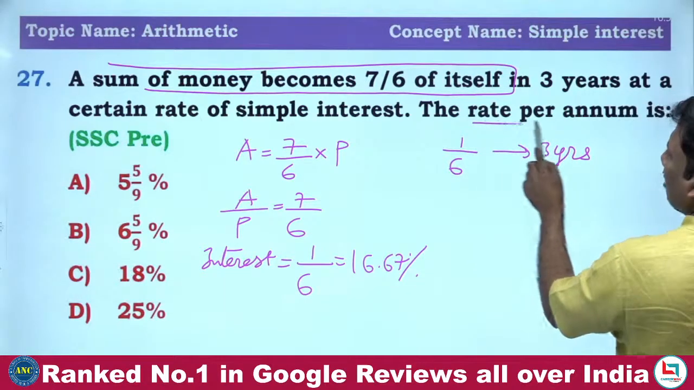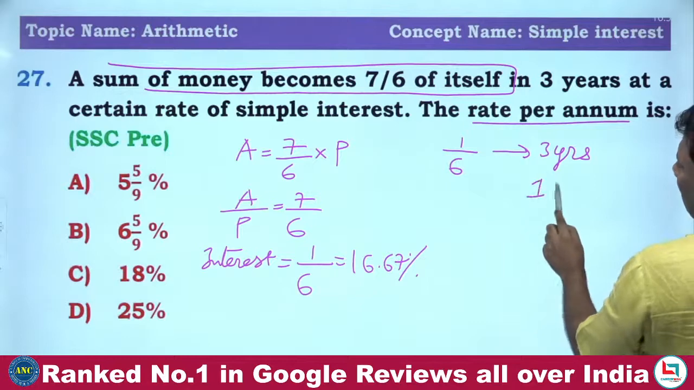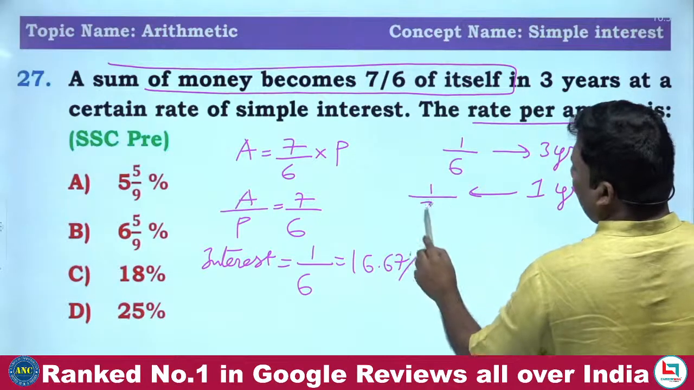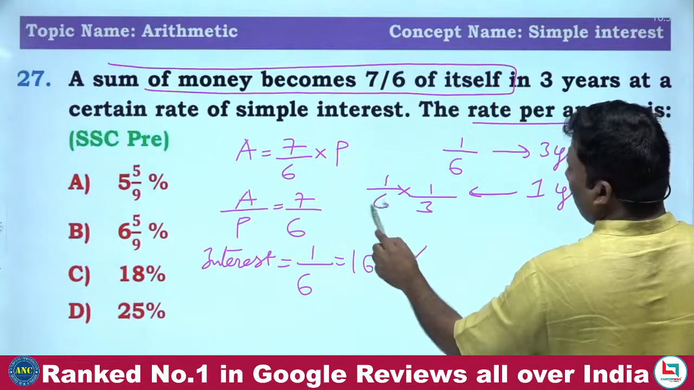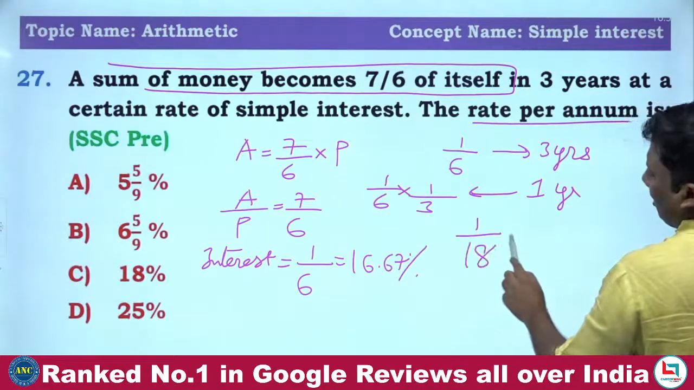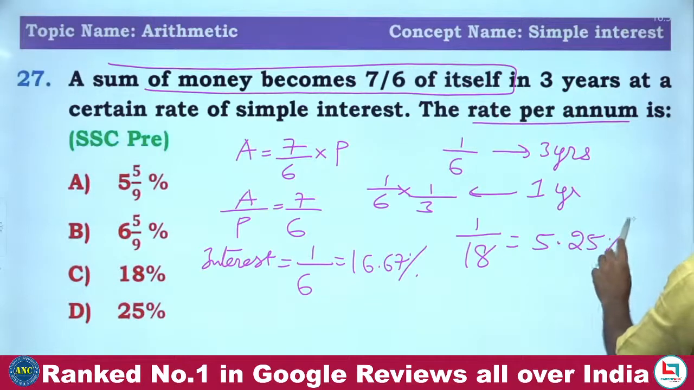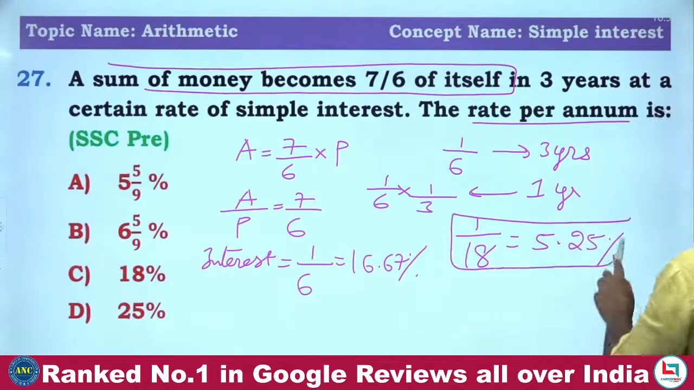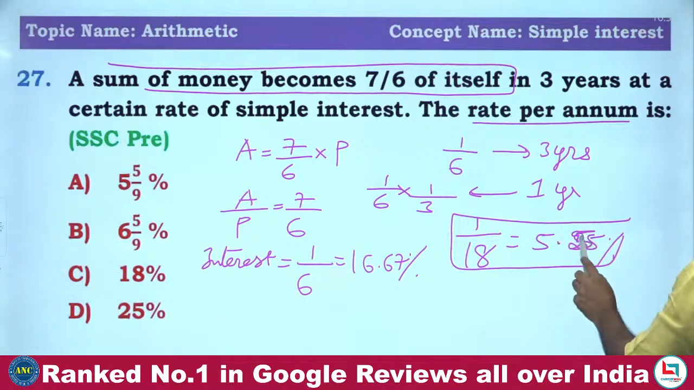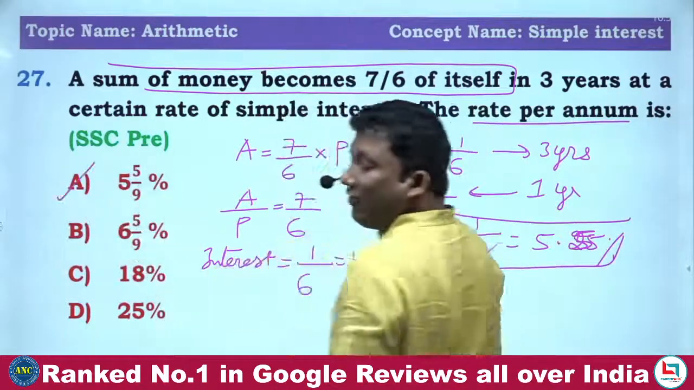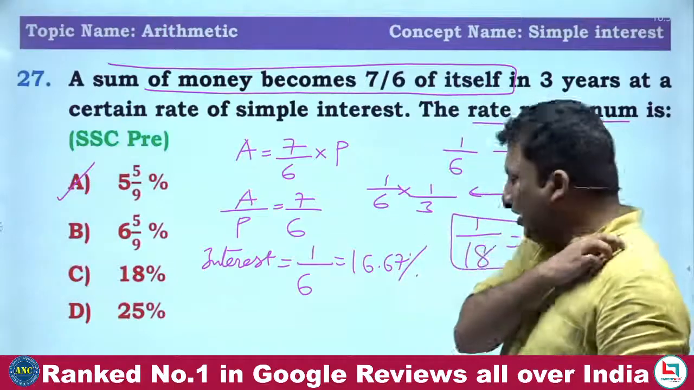But what is the question? Rate of interest per annum. For 3 years, it is 1 by 6. For 1 year, it will be 1 by 3 into 1 by 6, which is 1 by 18. 1 by 18 in percentage is 5.5%, which is the answer. 5 by 9%. Very, very easy.